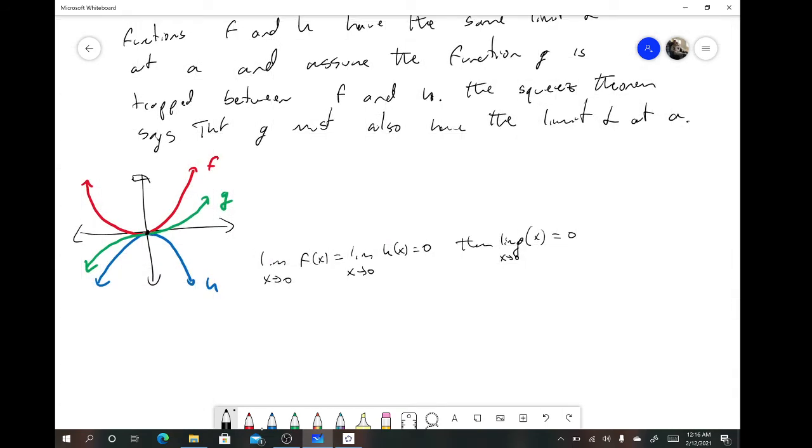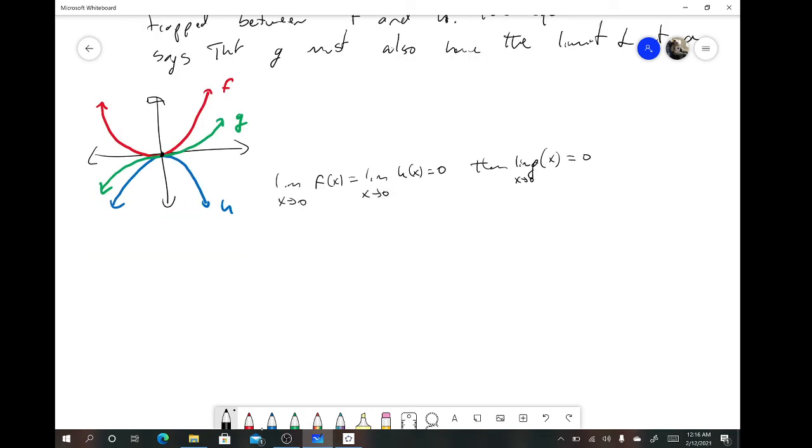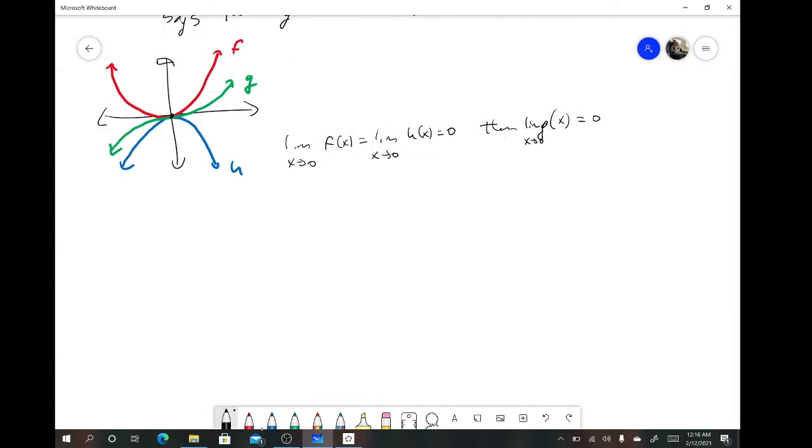A formal proof of this theorem, if you are interested in reading up on it, you can find it online. I think it's a very nice proof to read. It's very intuitive. So let me actually write the theorem down formally. So, theorem. And again, this is the squeeze theorem, or the sandwich theorem, whichever one you prefer.